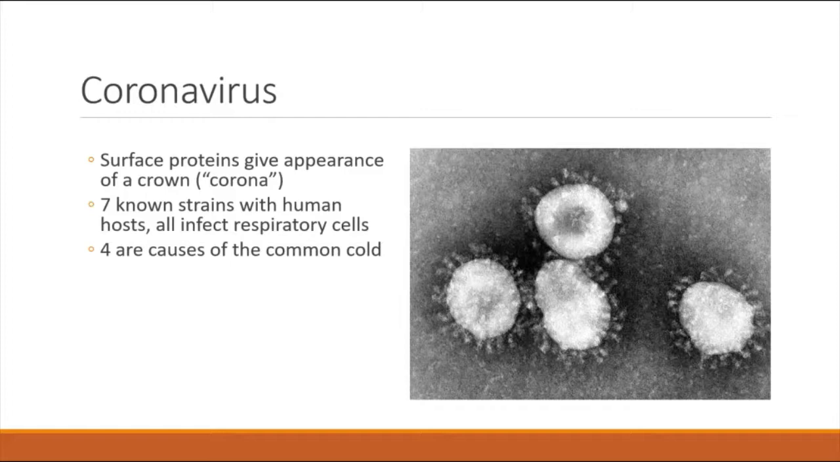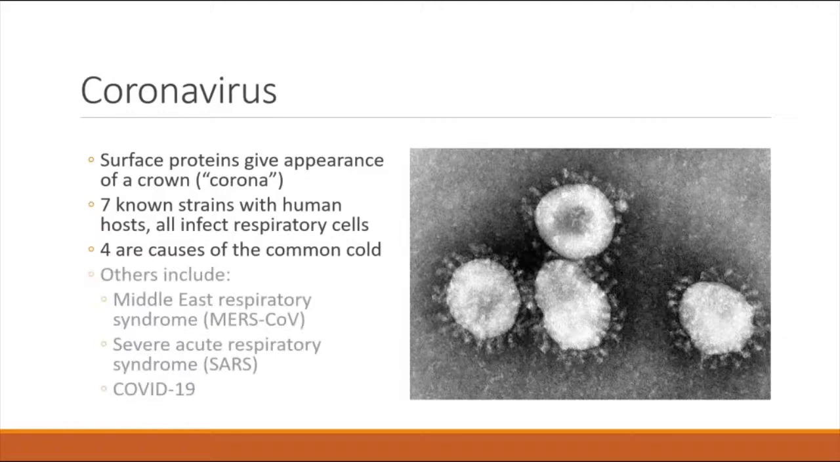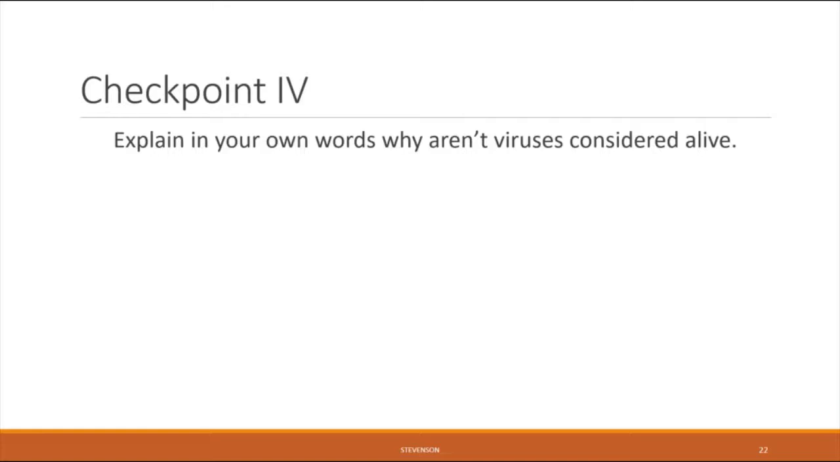The other three coronaviruses that have human hosts are Middle East Respiratory Syndrome, or MERS-CoV, Severe Acute Respiratory Syndrome, or SARS, and COVID-19. So four out of the seven coronaviruses are very mild. The other three are much more severe, and this includes COVID-19. So in this checkpoint, I want you to explain to me, in your own words, why aren't viruses considered alive?